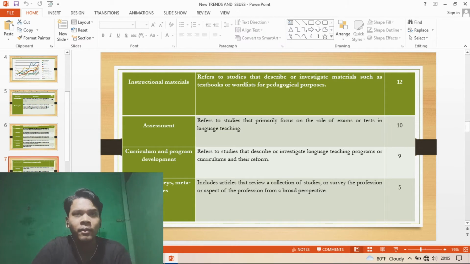And then curriculum and program development refers to studies that describe or investigate language teaching programs or curriculums and their reforms. The number of articles here is 9. And then the last one is review, surveys, meta studies. It includes articles that review a collection of studies or survey the profession or an aspect of the profession from a perspective. The number of articles here is 5.